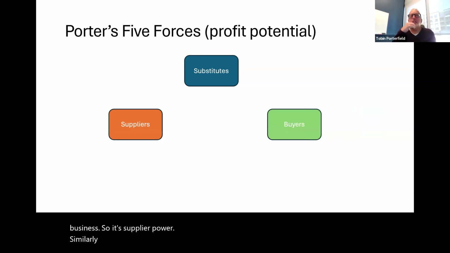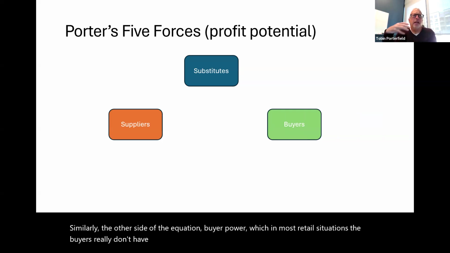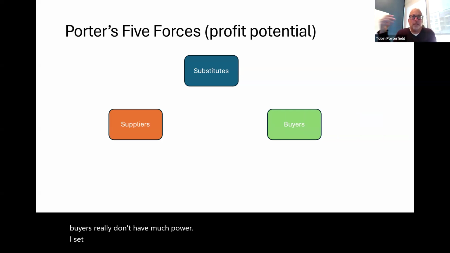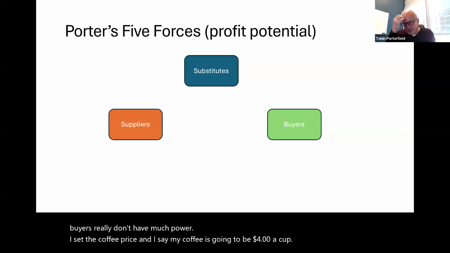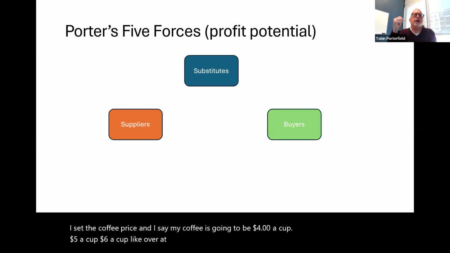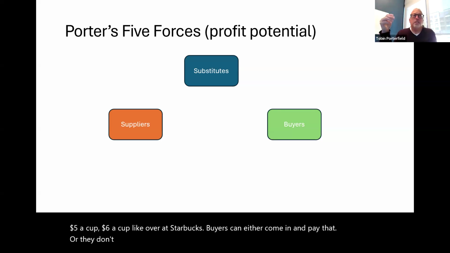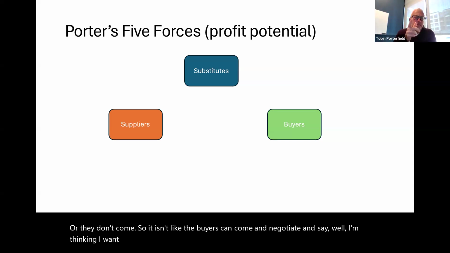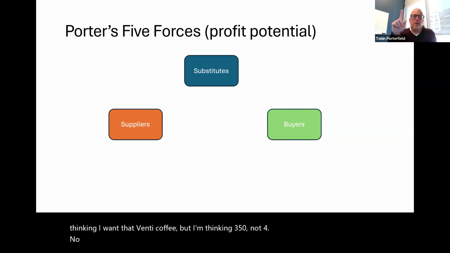Similarly, the other side of the equation, buyer power, which in most retail situations, the buyers really don't have much power. I set the coffee price and I say my coffee is going to be $4 a cup, $5 a cup, $6 a cup, like over at Starbucks. Buyers can either come in and pay that or they don't come. So it isn't like the buyers can come in and negotiate and say, well, I'm thinking I want that venti coffee, but I'm thinking 3.50, not 4. No negotiating power. There's the price. It's on the wall. That's what you pay.